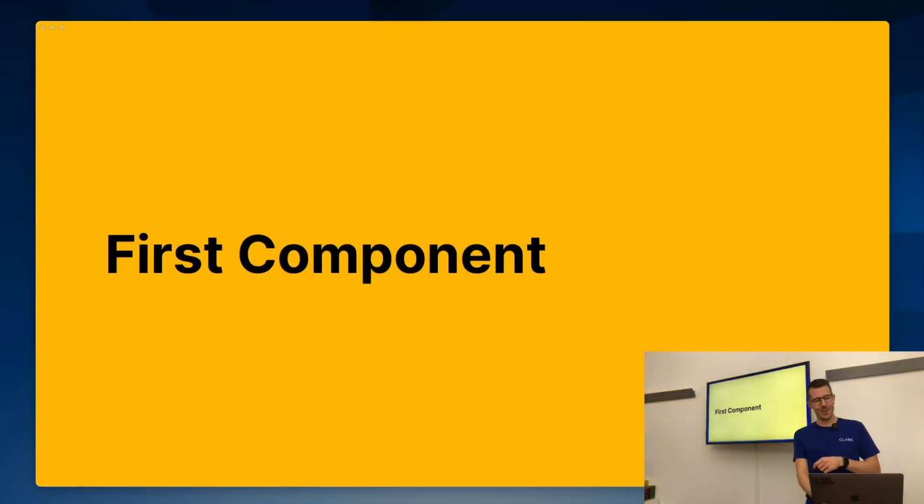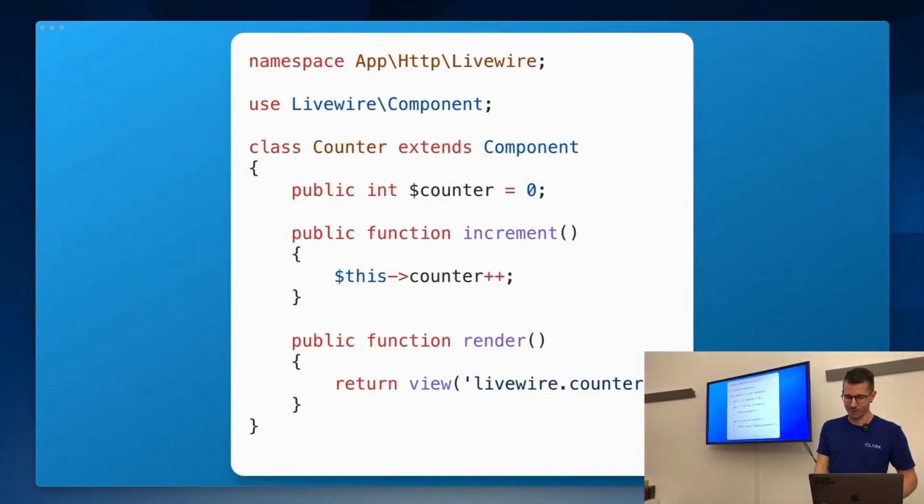Let's switch to a code example. Let's build a very, very simple application, or component, as LiveWire calls them, where a click on a button increments a counter. This is the PHP class you have to write for this. First, we extend the LiveWire component. Then we have a public property called counter with a start value of 0, an increment method that increments the counter, and a render method that returns a Blade template of our component.